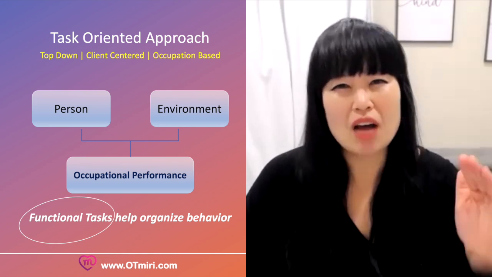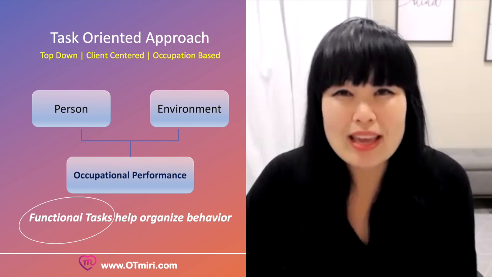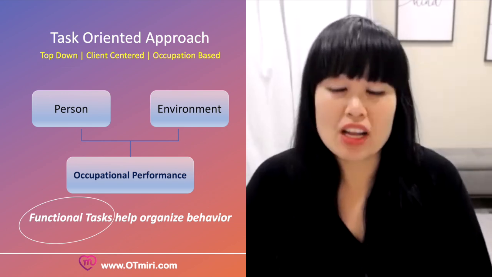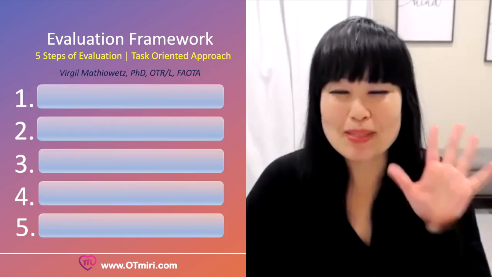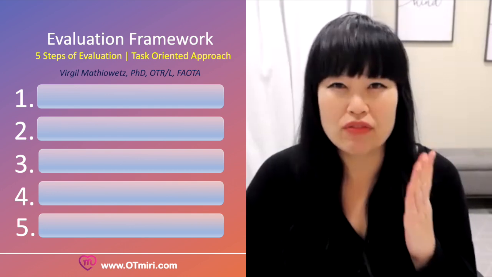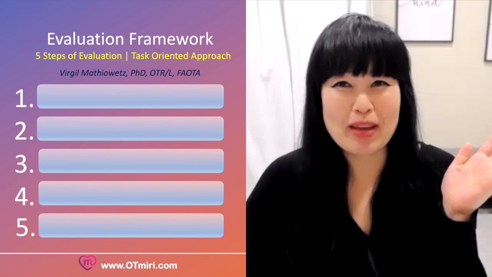So it's really a top-down approach that places the focus on the roles and activities that make up those roles. So what does that mean in the context of an occupational therapy evaluation? Well, there are 5 steps as described by occupational therapist Virgil Matthewitz, and it's such a great framework to know and keep in your mental toolbox for whenever you need to evaluate a patient who's had a stroke.